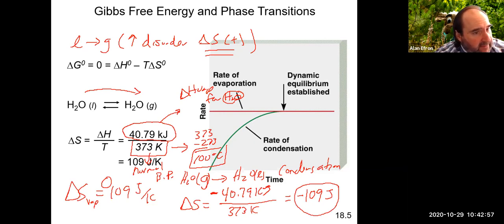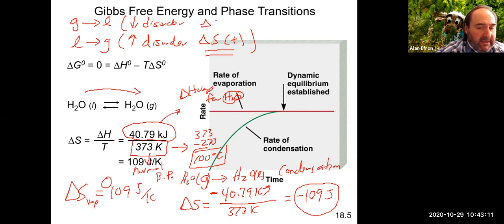Does this make sense for going from gas back to liquid? It does, if you think about it. If we're going from gas back to liquid, the amount of disorder should decrease, which means our delta S should be a negative number, which it is. Some people might still call this the delta S of vaporization. Some people might call this the delta S of condensation, as we're going from gas back to liquid. Any questions on that?